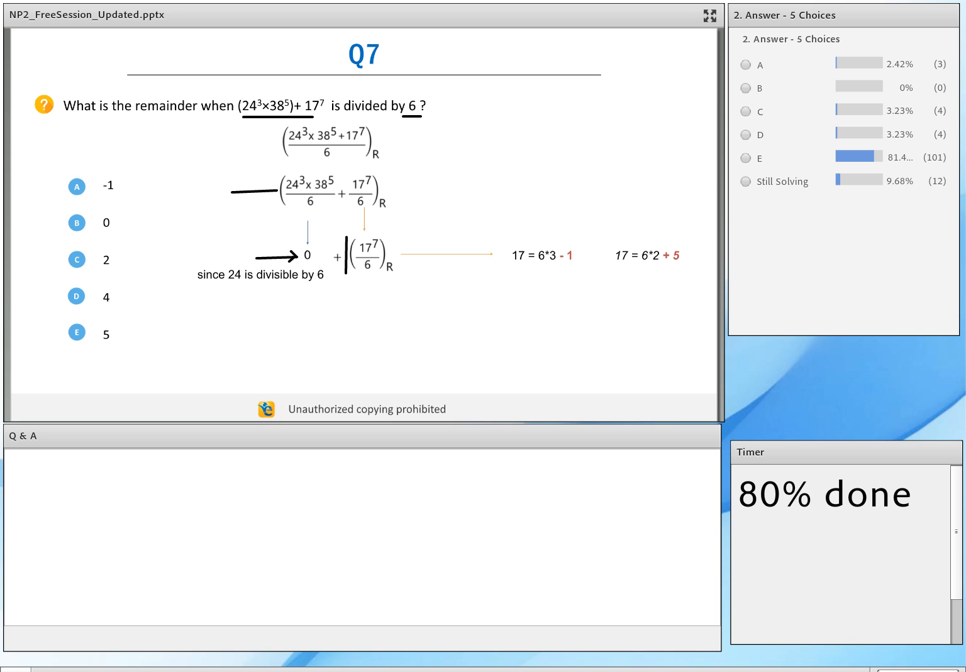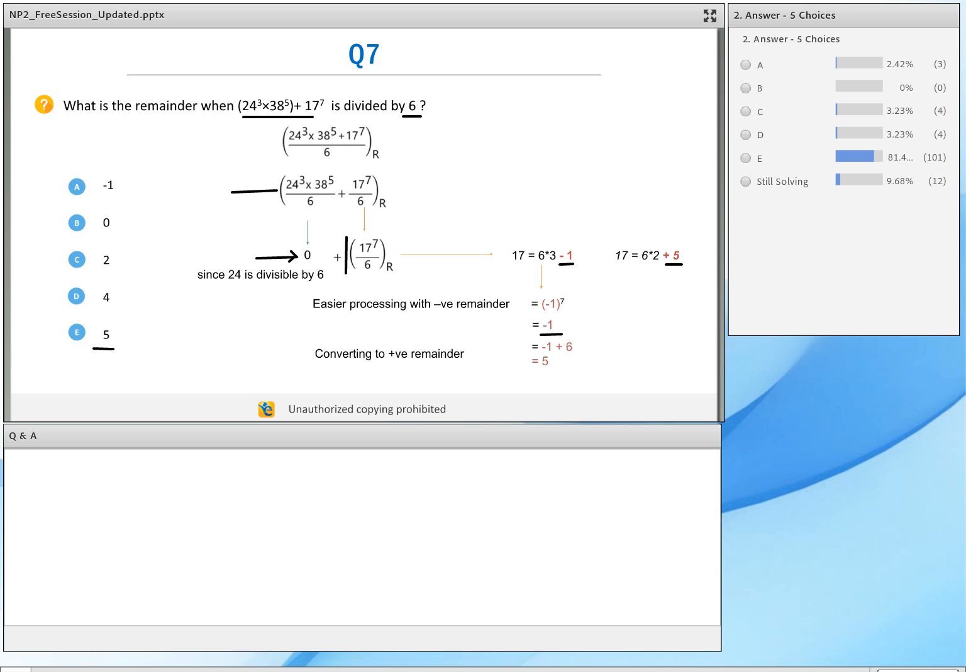So we can express 17 as 6 times 3 minus 1 or 6 times 2 plus 5. Now clearly 5 to the power 7 is difficult math. I don't want to do that. I'm going to use this path. Why? Because minus 1 to the power 7 is very, very nice. So minus 1 to the power 7 is minus 1, but again, I can't have a negative remainder. What do I do? I add back my divisor, so minus 1 plus 6 is 5, and I get the remainder as 5. Option E is the correct answer. Pretty much everyone who answered got it right.